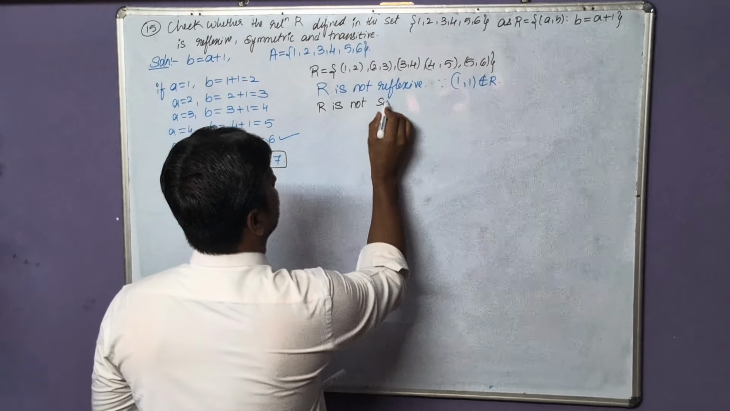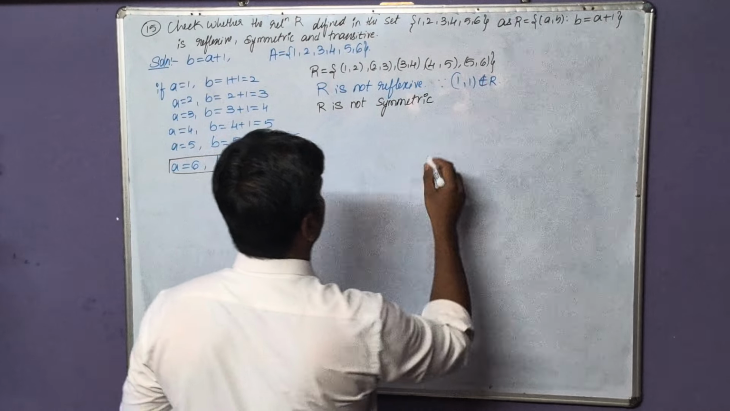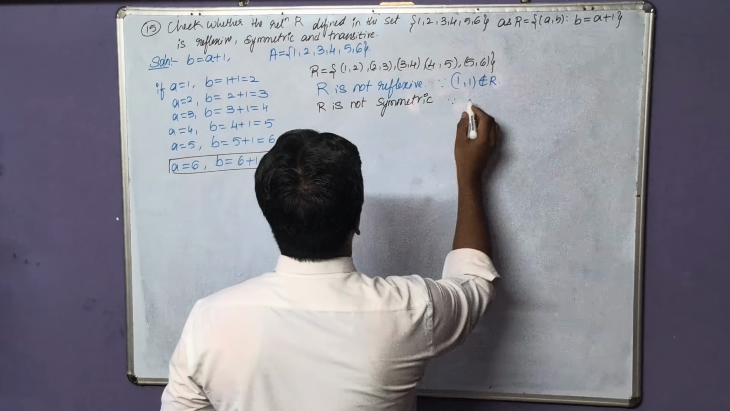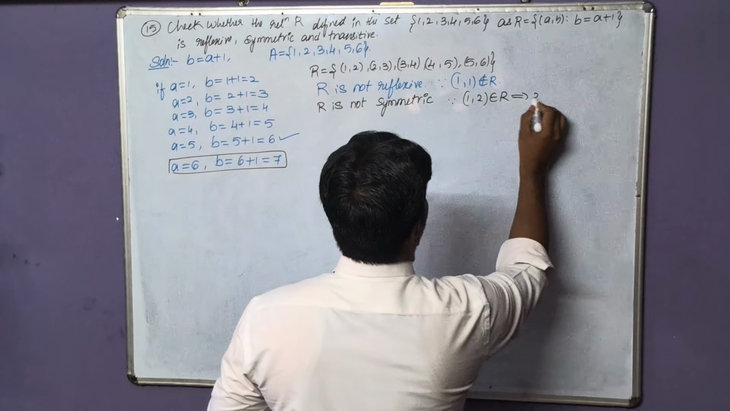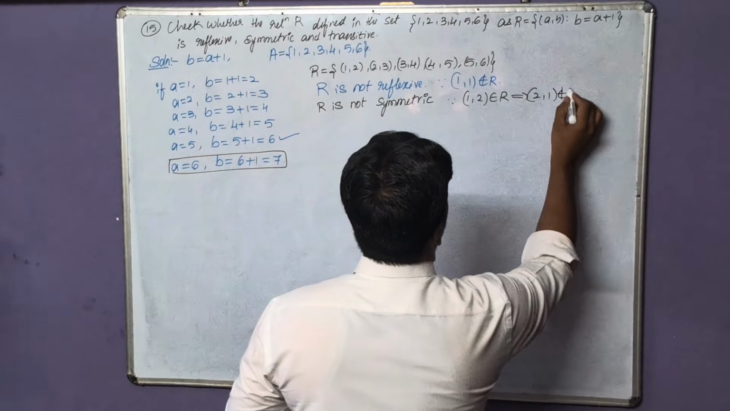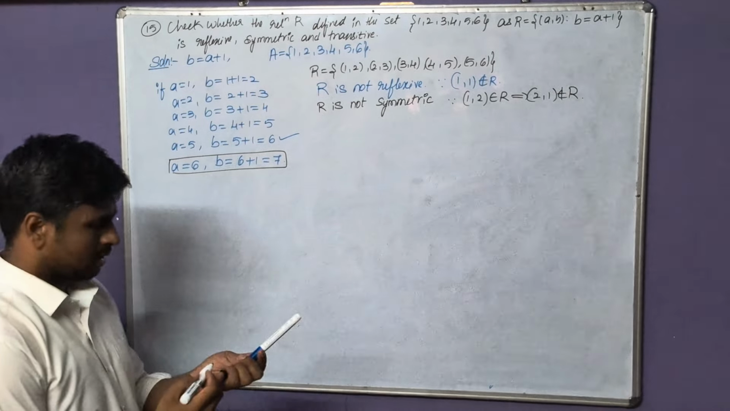I can say that the relation R is again not symmetric, because you can observe we have many non-identical ordered pairs, but we don't have the reverse. Which I mean to say, if we have (1, 2) belongs to R, we should have (2, 1) belongs to R, but this (2, 1) does not belong to R. Therefore we can say that the given relation is not symmetric.